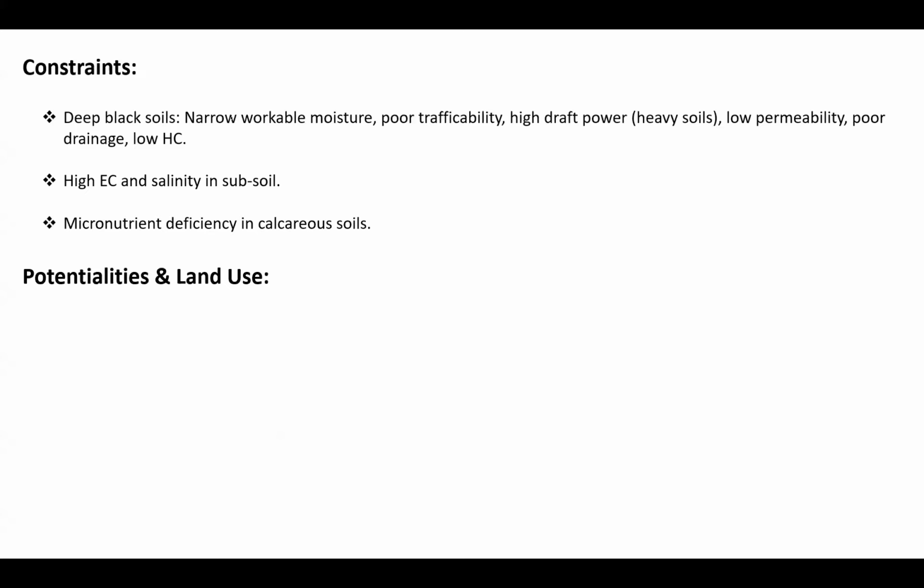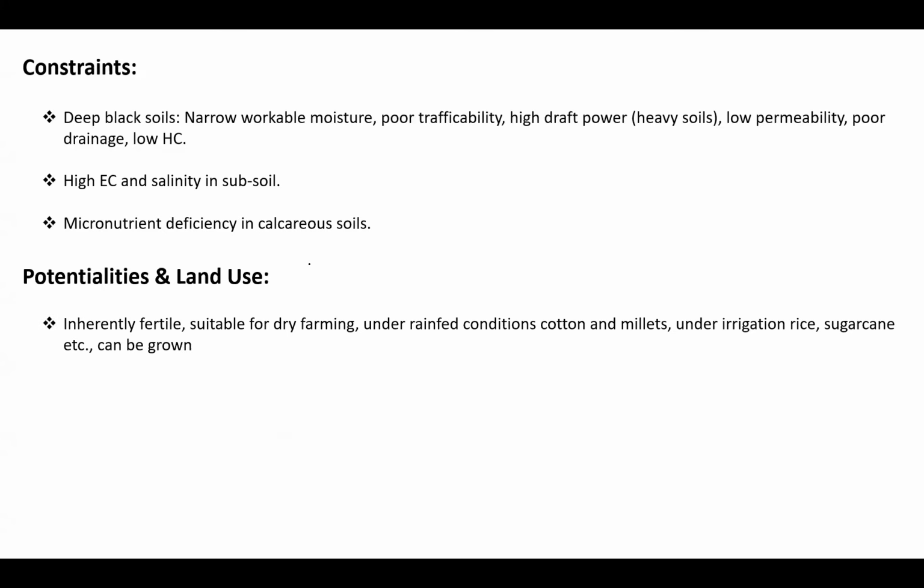Okay, despite all these constraints, what are the potentials? How can we use these lands? They are inherently fertile, with good fertility, and suitable for dry farming. Under rainfed conditions, especially, we can grow cotton and millets. Under irrigation, we can grow rice and sugarcane, etc., because of good moisture holding capacity and nutrient holding capacity. And there are a lot of management practices given by ICRISAT, mostly dry and pre-monsoon sowing is required. If you go for proper crop planning in the dry and pre-monsoon seasons, these black soils are well suited for agricultural crop production. Thank you.